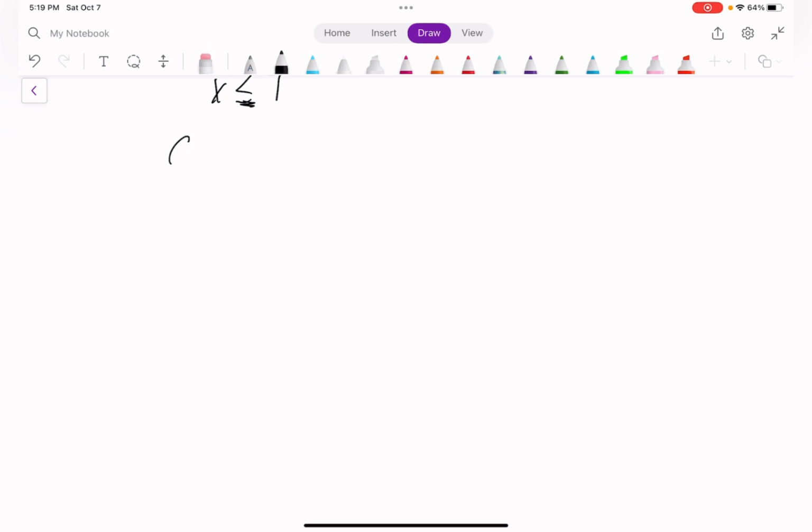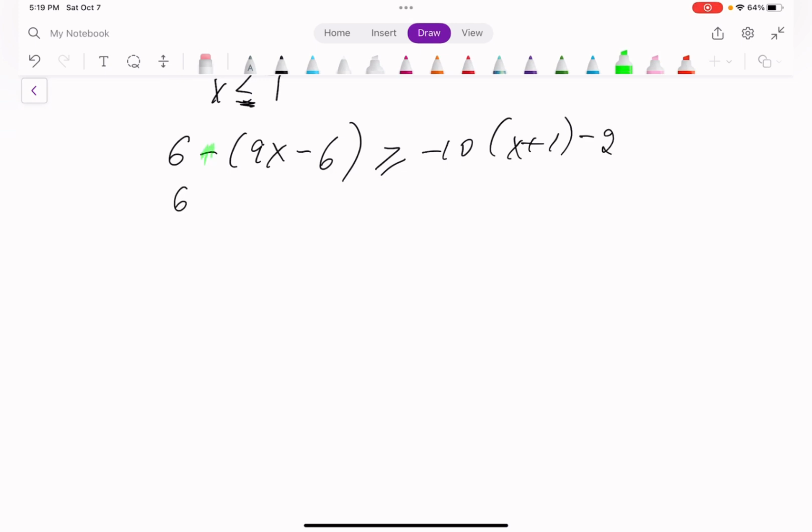6 minus 9x minus 6 greater or equal negative 10, x plus 1, and minus 2. So since I have a negative sign here in front of the parentheses, it's going to flip every sign, meaning negative 1 times parentheses. So it's going to be negative 9x, and it's going to be positive 6. Greater or equal, it's going to be negative 10x minus 10 and minus 2.